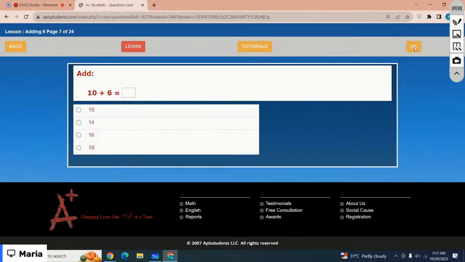Okay, the next one is 10 plus 6. So which is the correct option? Start with 10 and count forward 6. So which is the correct option? Yes, very good. 10 plus 6 makes 16. The correct option is 16.